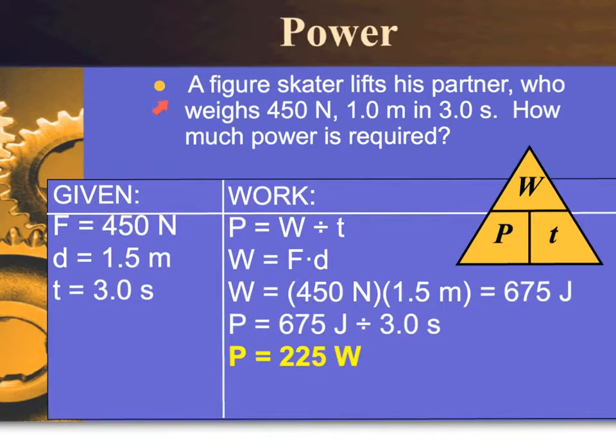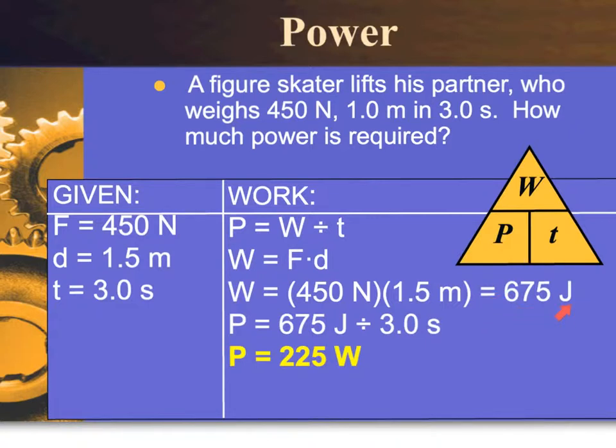Now as we look at this problem, we have a figure skater that lifts his partner. The partner weighs 450 newtons. He lifts the partner 1 meter in 3 seconds. How much power is required? The first thing we need to do is take our force and our distance, and we need to work that out to get our work. So work equals force times distance. So 450 times 1.5, we would get 675 joules.